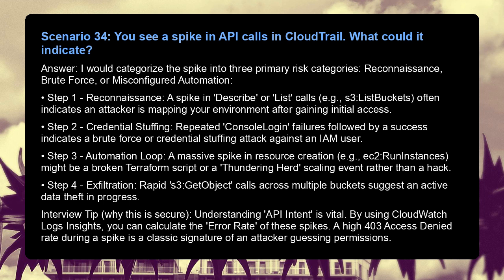Interview tip: why this is secure. Understanding API intent is vital. By using CloudWatch Logs Insights, you can calculate the error rate of these spikes. A high 403 access denied rate during a spike is a classic signature of an attacker guessing permissions.